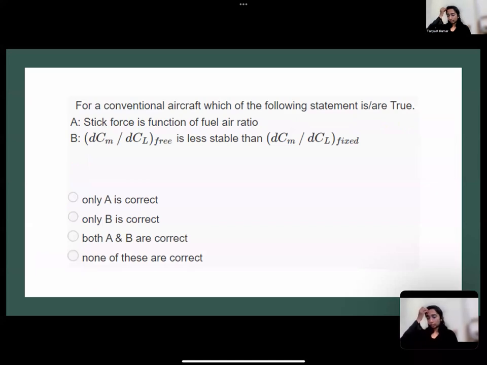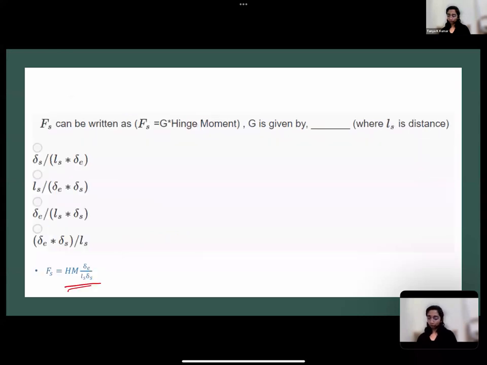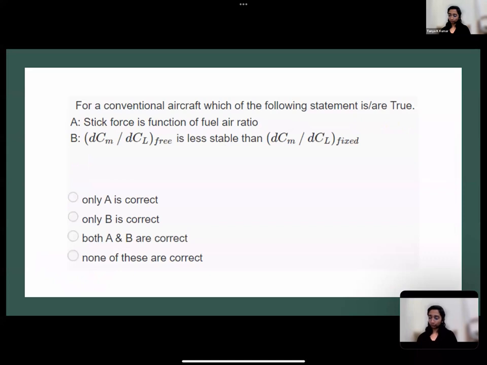For a conventional aircraft, which of the following statements are true? Stick force is a function of fuel air ratio. DCM by DCL free is less stable than DCM by DCL fixed. Stick force, we know this is the equation. Is the fuel air ratio there anywhere? No. So the first statement is false. A is false. Is B true? Only the second part is true, correct. So only B is correct.